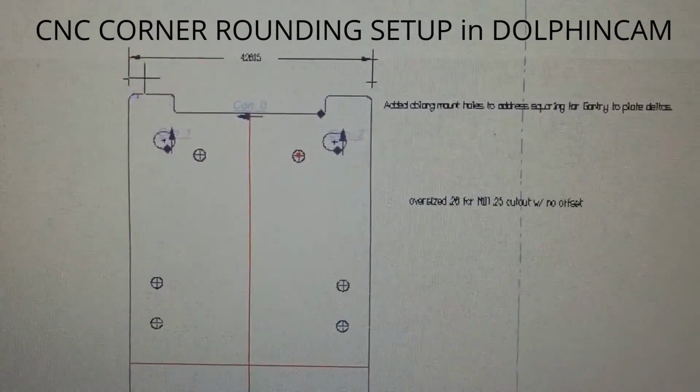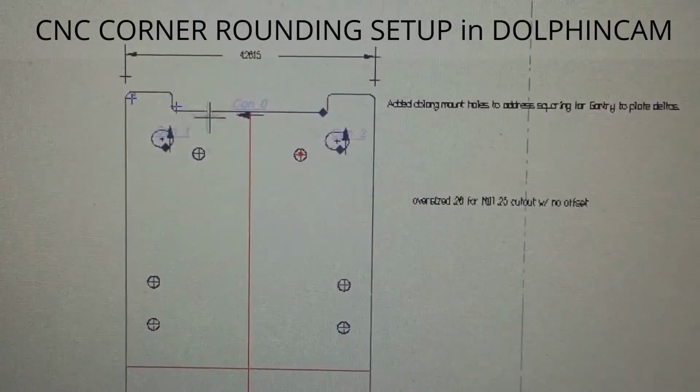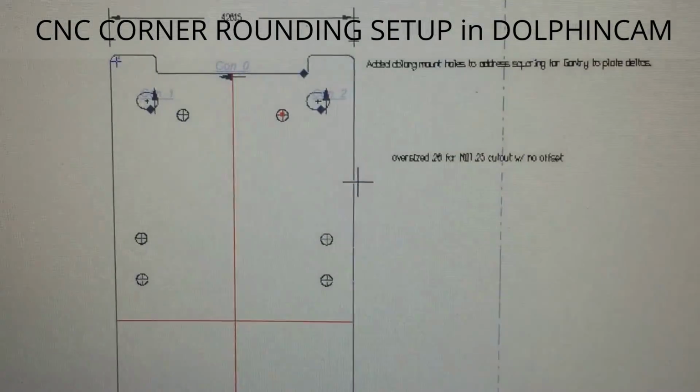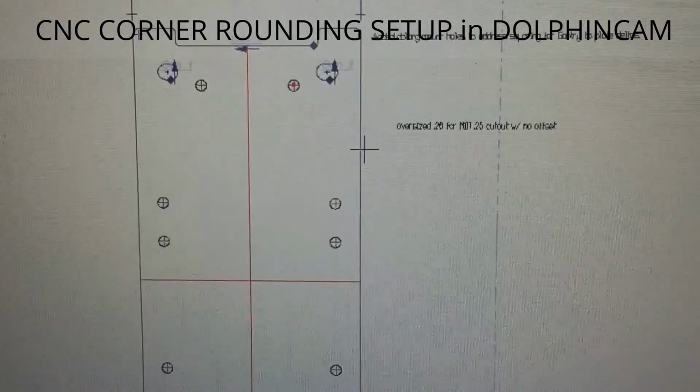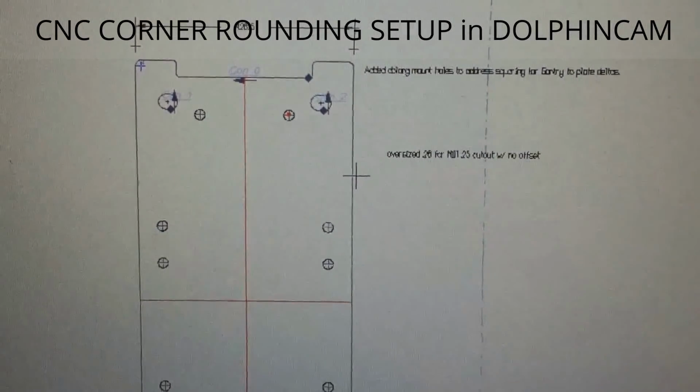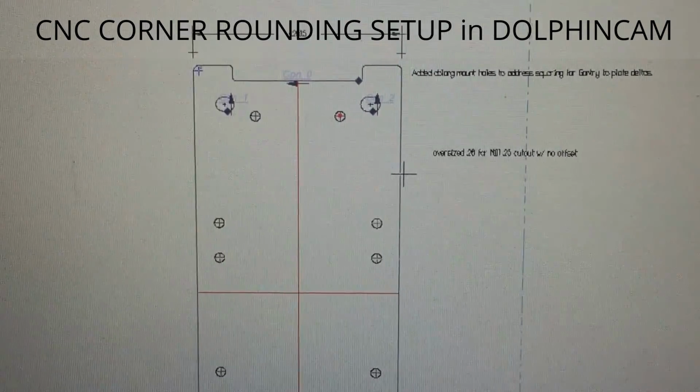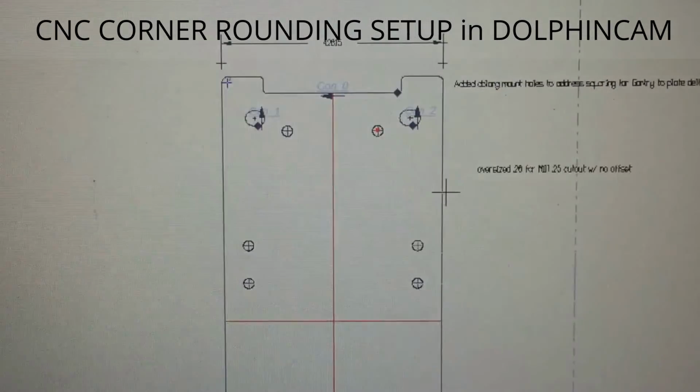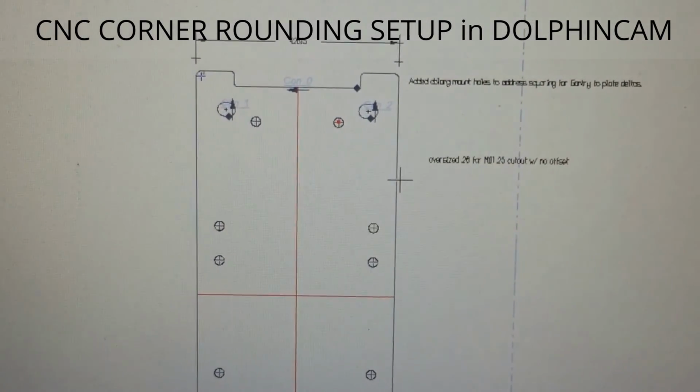on the upper exterior. I did not know how to do that in DolphinCAM. Andre gave me part of the puzzle with some information from his post, and this will go through how to set up corner rounding automated in DolphinCAM on your CNC job.